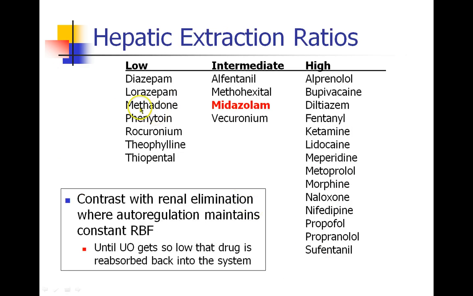We have lists of where drugs fall in the low, intermediate, or high hepatic extraction ratios. If we're talking about midazolam, it tends to be sort of intermediate. And you don't need to memorize this list, but just be aware that not every drug is eaten up by the liver in the same way. And it's interesting to contrast this with the kidney, where you have something called autoregulation. Autoregulation means it doesn't matter whether you send a little bit of blood flow or a lot of blood flow to the kidney. The kidney does a pretty good job of maintaining renal blood flow regardless of what the cardiac output is.